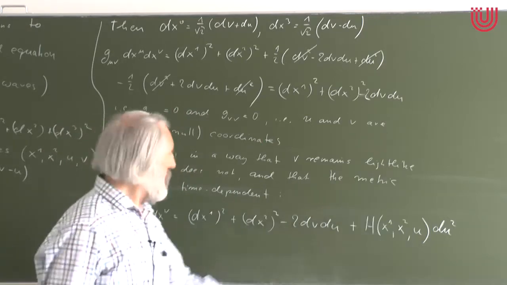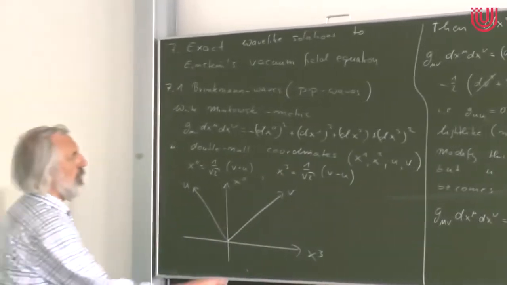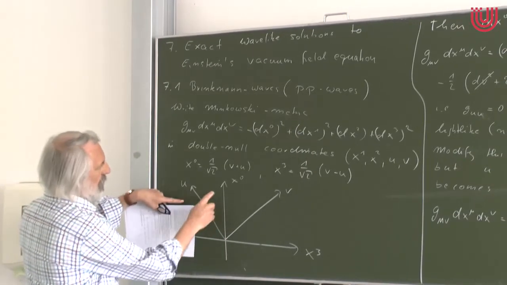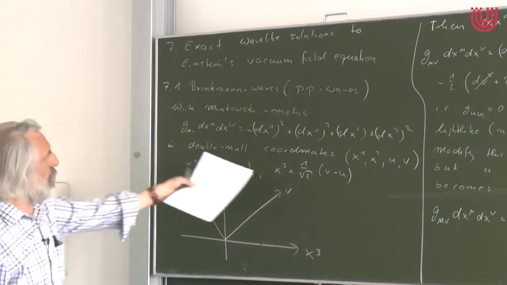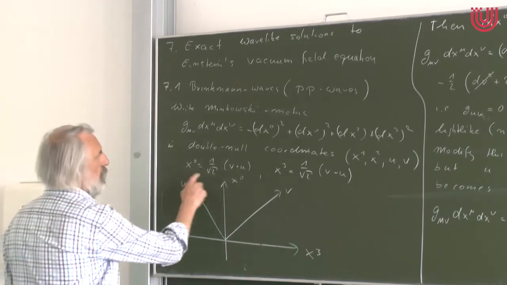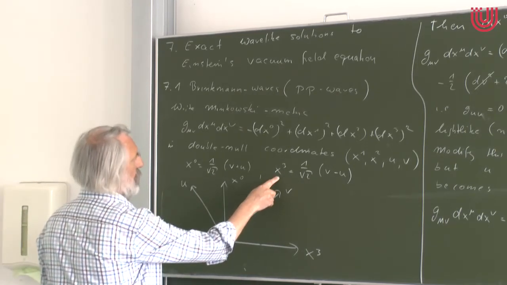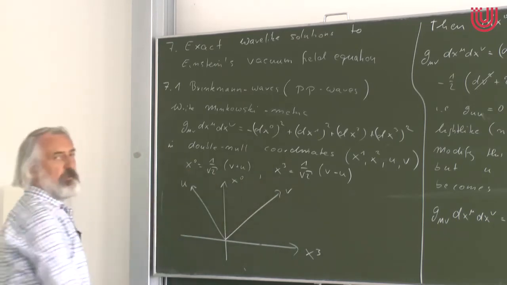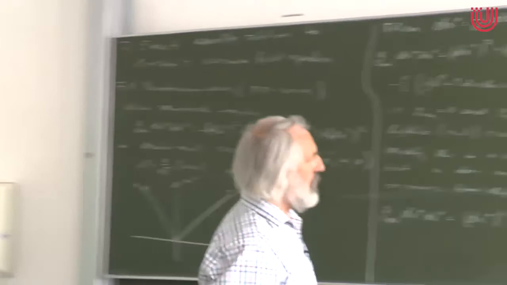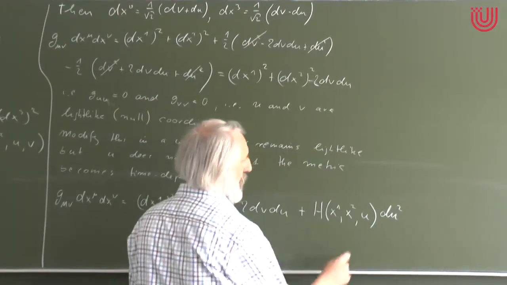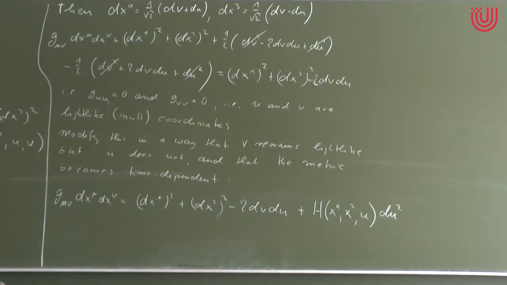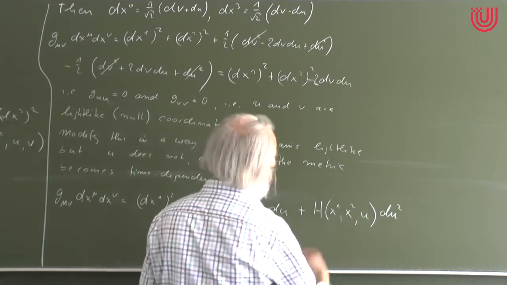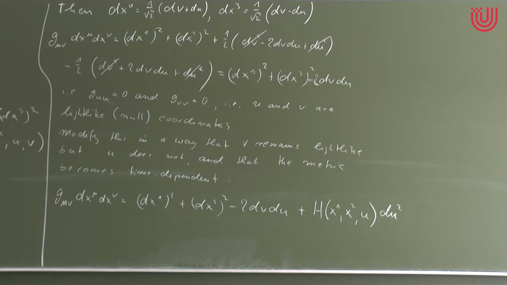And because of this u dependence, look, u, you see it from the picture, is a linear combination of x0 and x3, right? So if you take the difference, x0 minus x3 with a certain prefactor, this gives u, right? So it becomes time dependent. It's not necessarily sinusoidal, so I don't specify the way in which it depends on u. It's not necessarily a wave in the sense that it is harmonic, that it goes up and down like a sine function, but it is something which depends on time. This u plays the role of the time now, in a way that it gives a certain profile. And with this profile, then the wave moves.